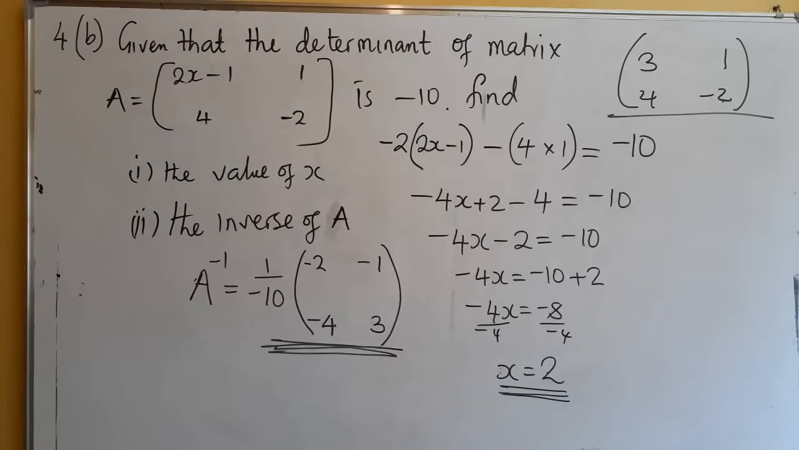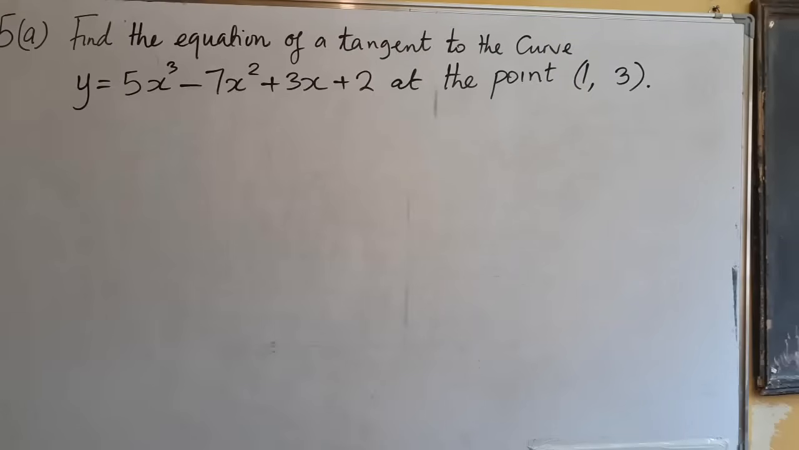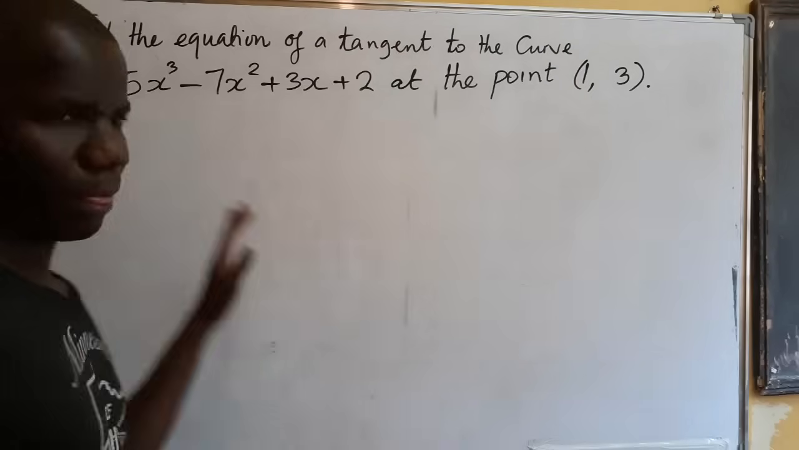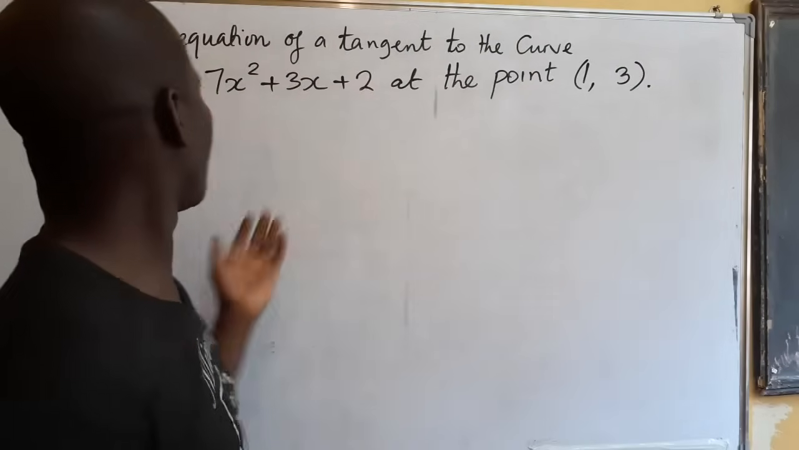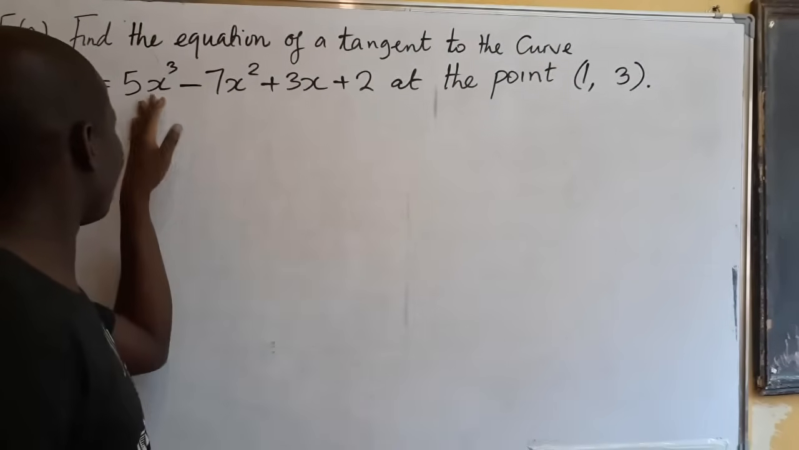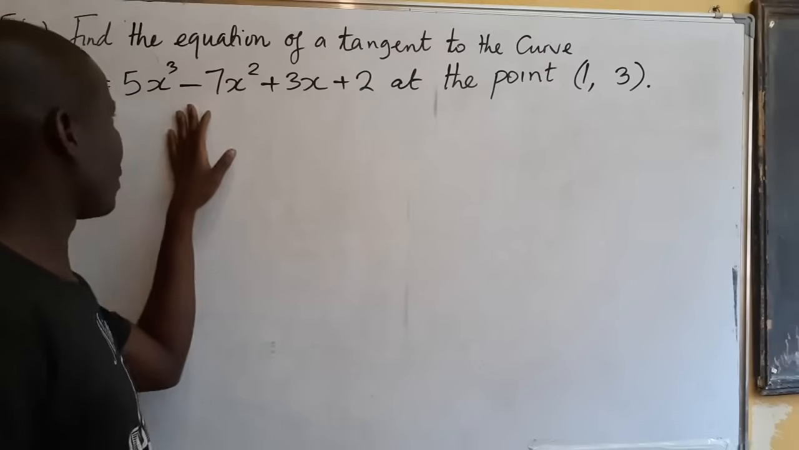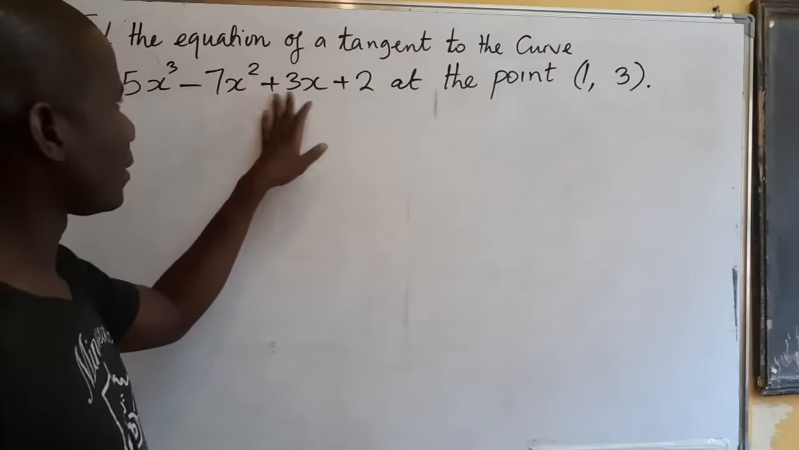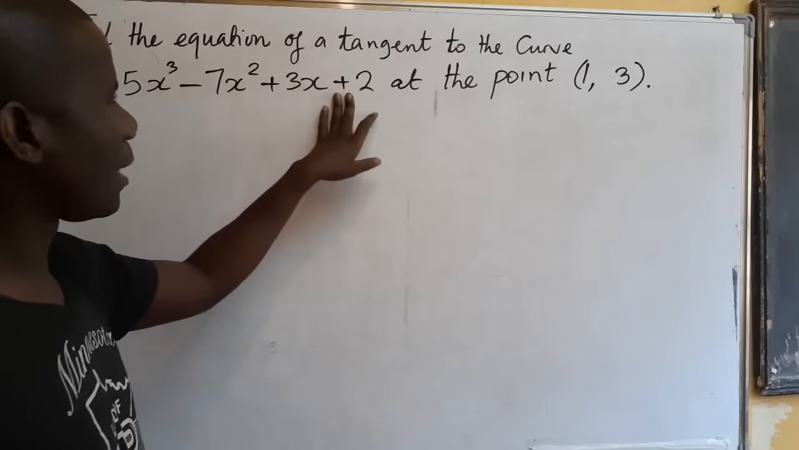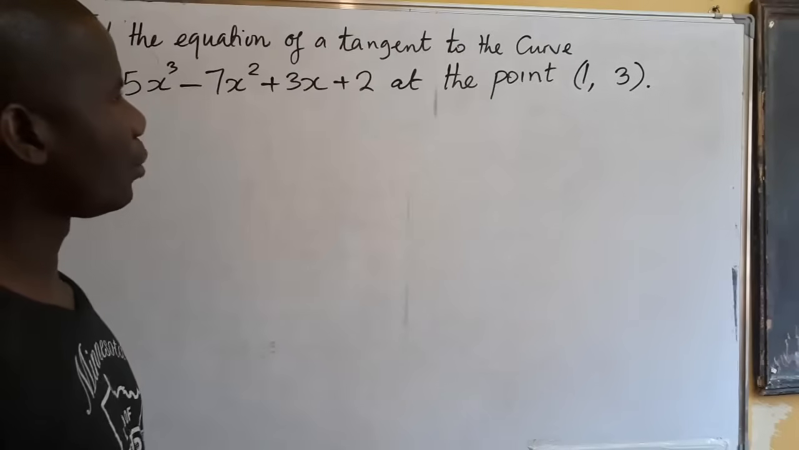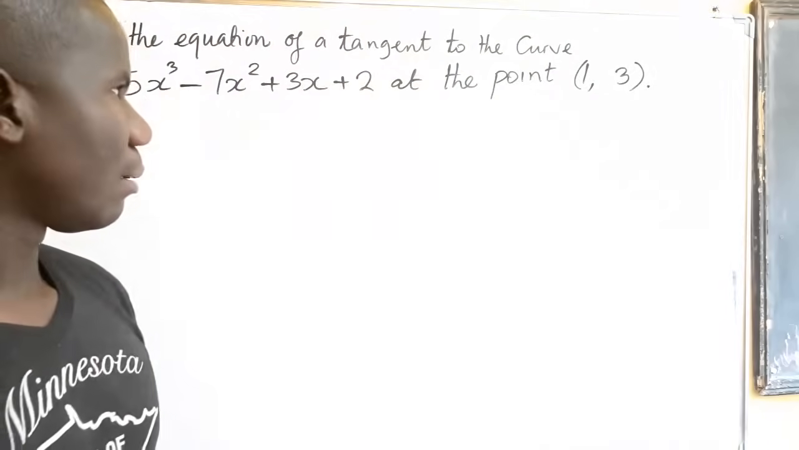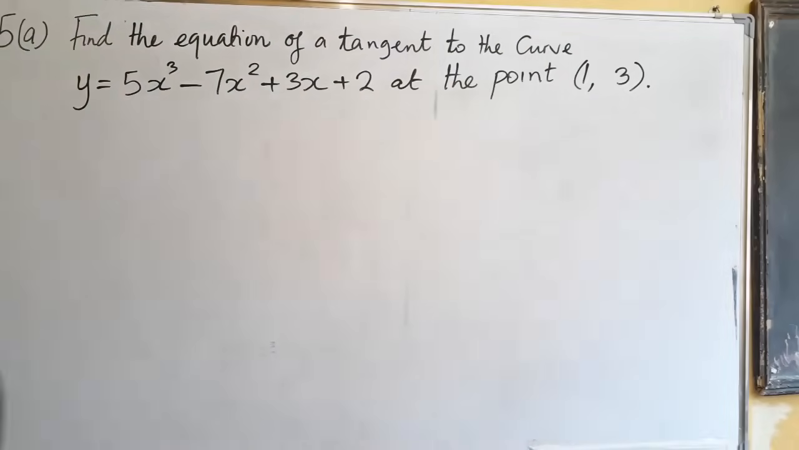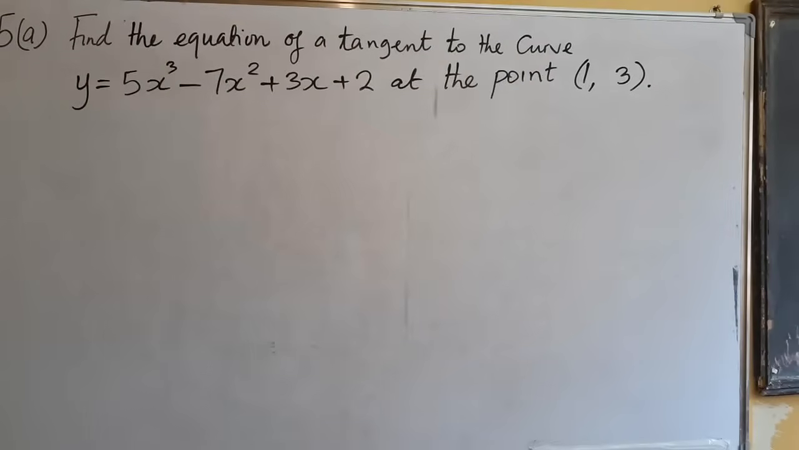Let's look at the next question. Question 5 now. Okay, so we come to question 5a. Question 5a reads, find the equation of a tangent to the curve y is equals to 5x cubed minus 7x squared plus x plus 3x plus 2 at the point 1, 3. Alright? So what are we supposed to do now in this case?